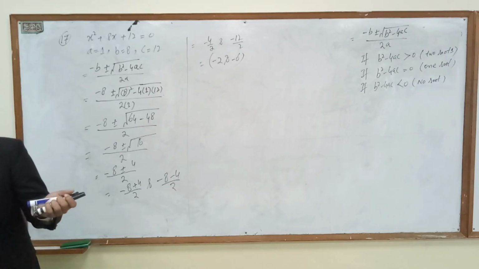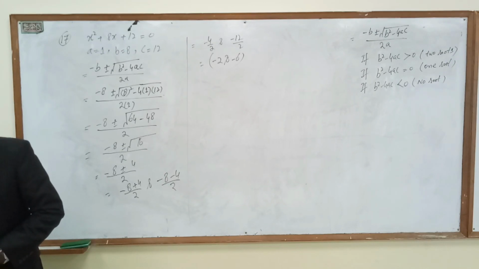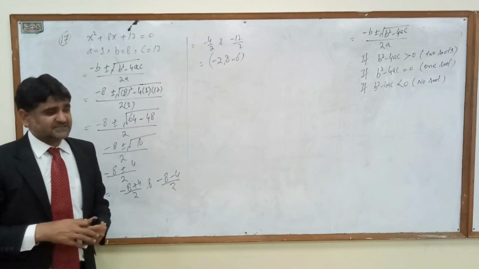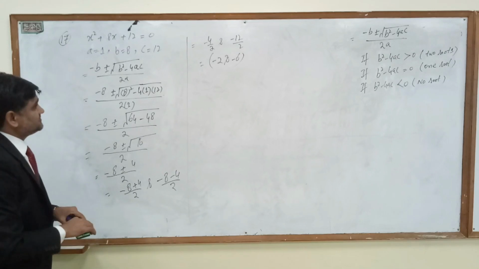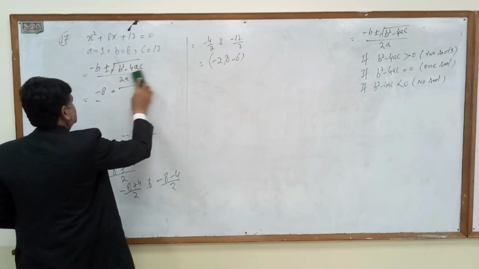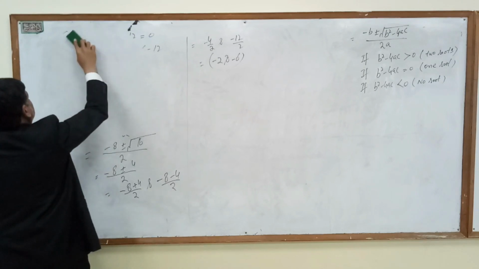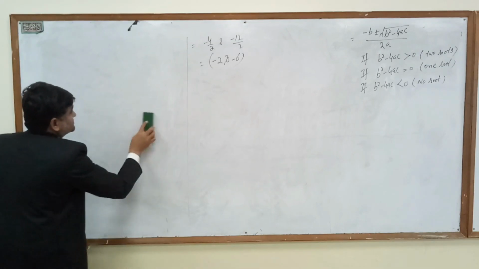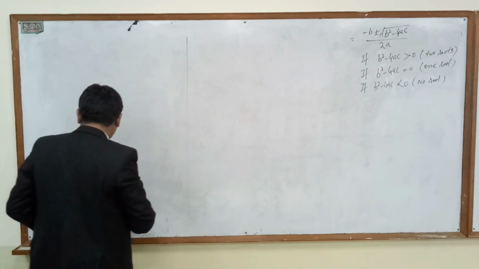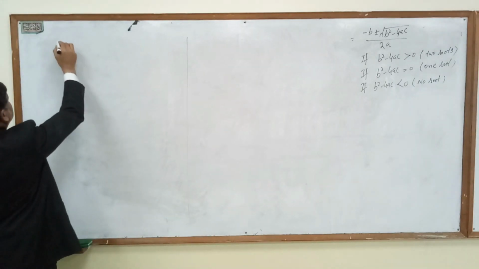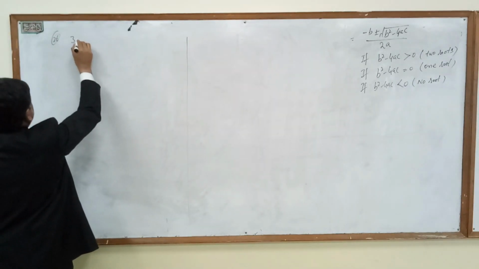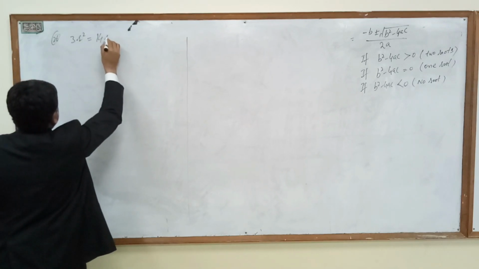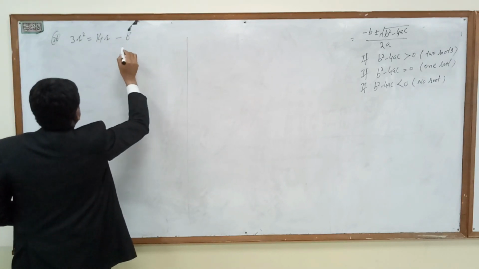Or we can solve one more practice question. If we look at question number 25 or question number 26, we can try question number 26. What is question number 26? 3r squared is equal to 14r minus 8.